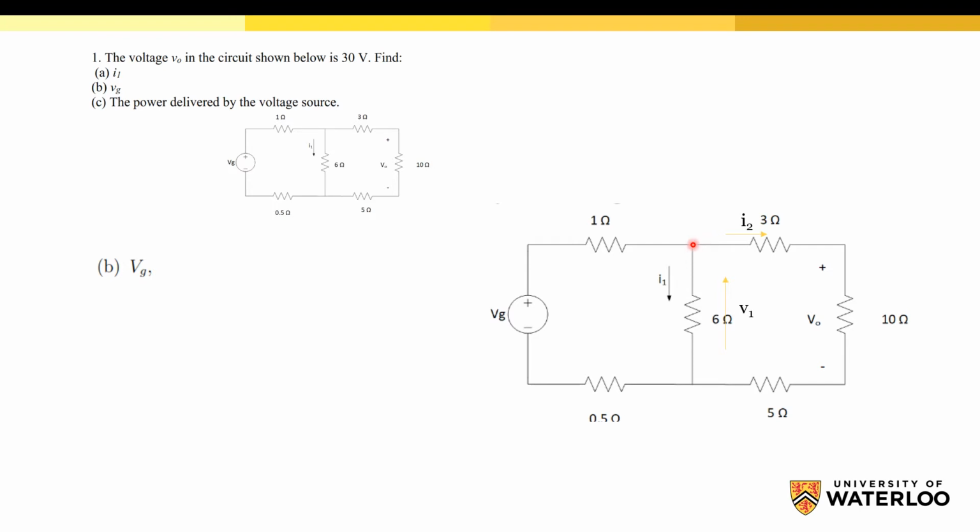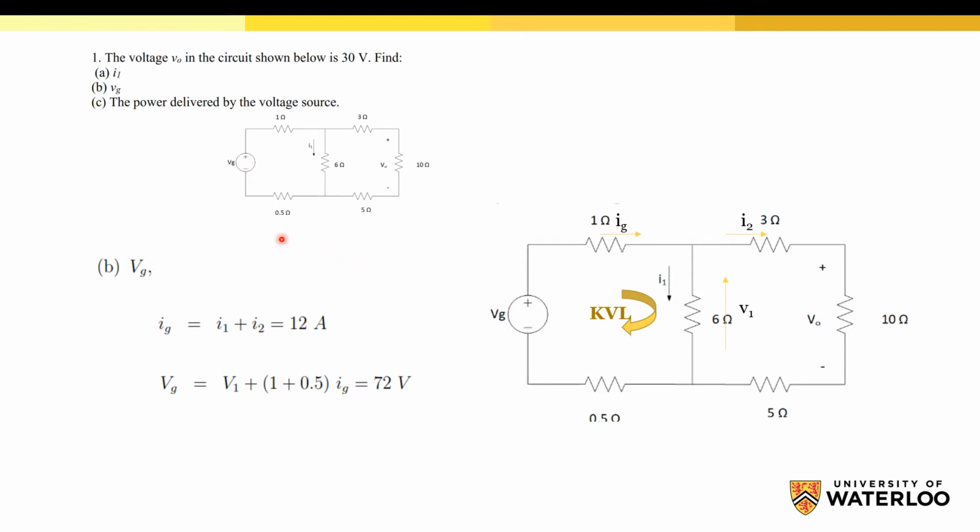So we can do a KCL at this point in order to calculate the source current. Then the source current, IG, will be equal to I2 plus I1. After that, we can do a KVL in this loop to calculate VG. It should be noted here that this current IG is also passing through the half ohm resistor here. So this is for the second part.